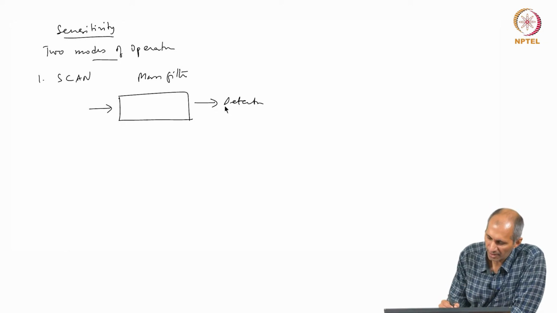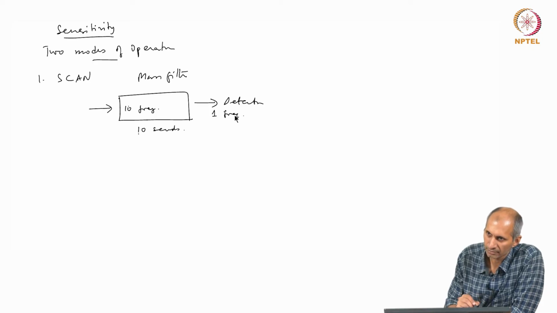So, if you are measuring one fragment, you are measuring it for a certain period of time. Okay. So, let us say there are 10 fragments, and your total time is say 10 seconds. This detector can only detect one fragment at a time. So, let us say there are 10 fragments and 10 units of each fragment, right.